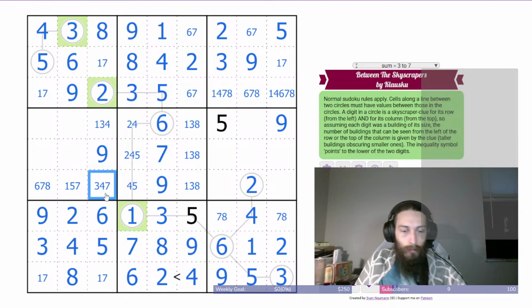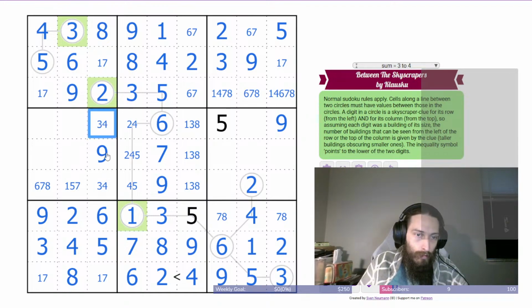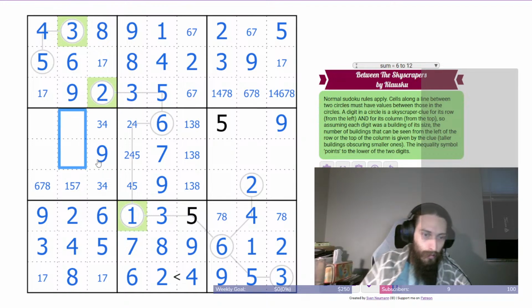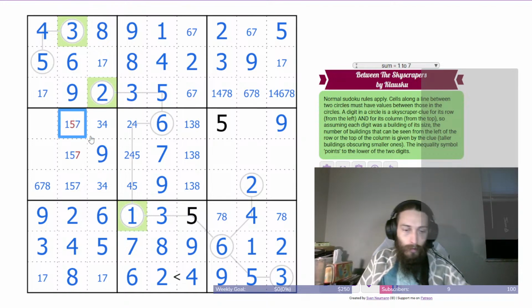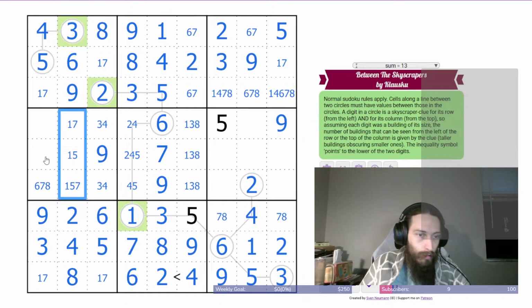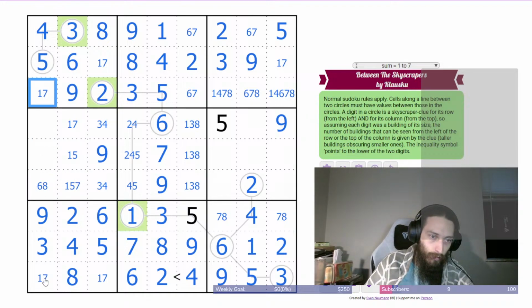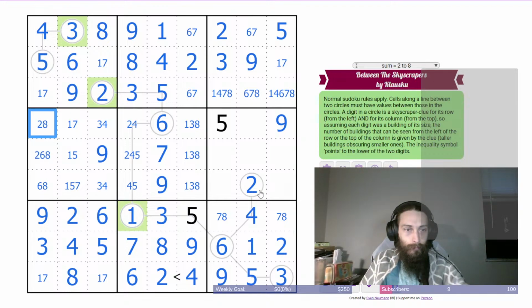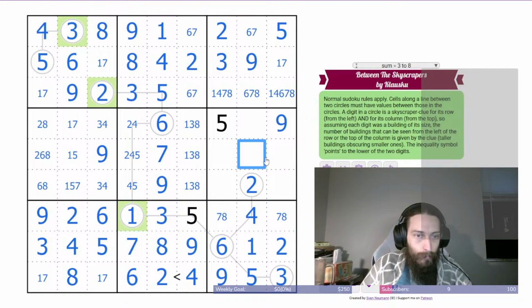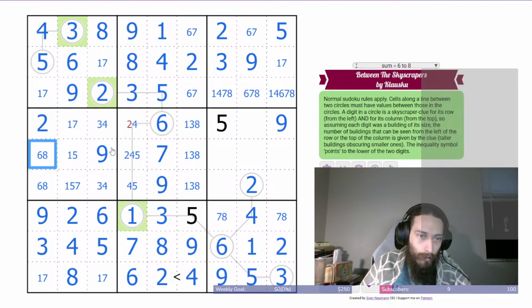1, 7 pair. 1, 7. 3, 4 pair. Seem useful. This is 1, 5, and 7 in the column, so this isn't a 7, because also the 1, 7 pair here. This is 6, 8, and 2. Well, clearly this can't be an 8, so that's a 2.